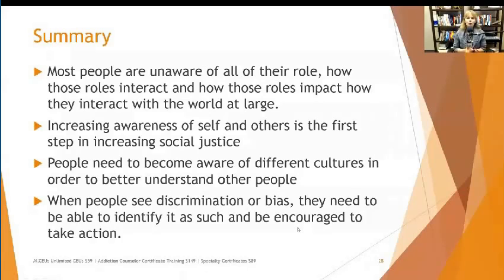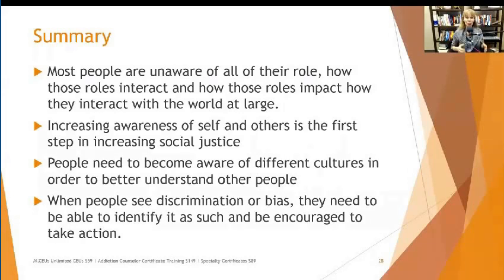So, most people are unaware of all of their roles, how those roles interact, and how those roles impact how they interact with the world at large. Increasing awareness of oneself and others is the first step in increasing social justice. We have to know how we impact everybody and what we're communicating. Just like if somebody walks in and they've got closed off nonverbals and a really mean scowl on their face, that's going to impact how they interface with other people or how other people interface with them.